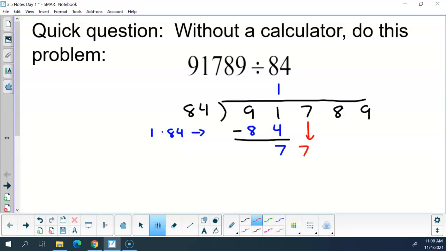Oops, that should have been green. Color coding.